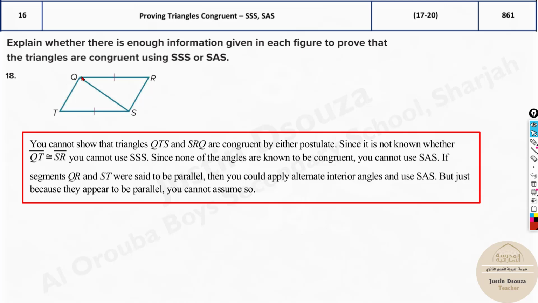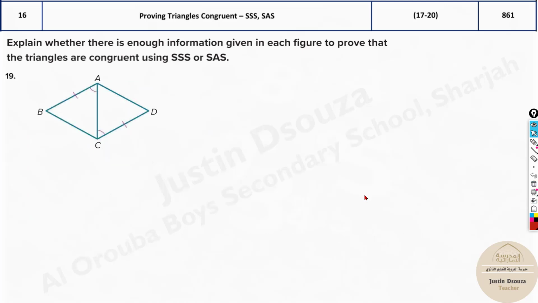Now, if segments QS and ST were parallel, then you could have alternate interior angles, right? If these were parallel, and they look parallel but it has not been mentioned, then we could have said these are congruent to each other. But here there's not enough information. So that's the thing.